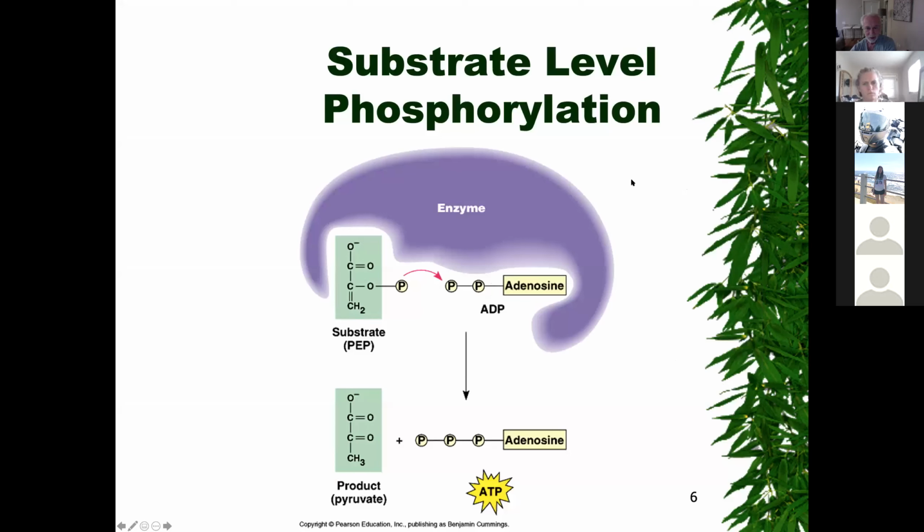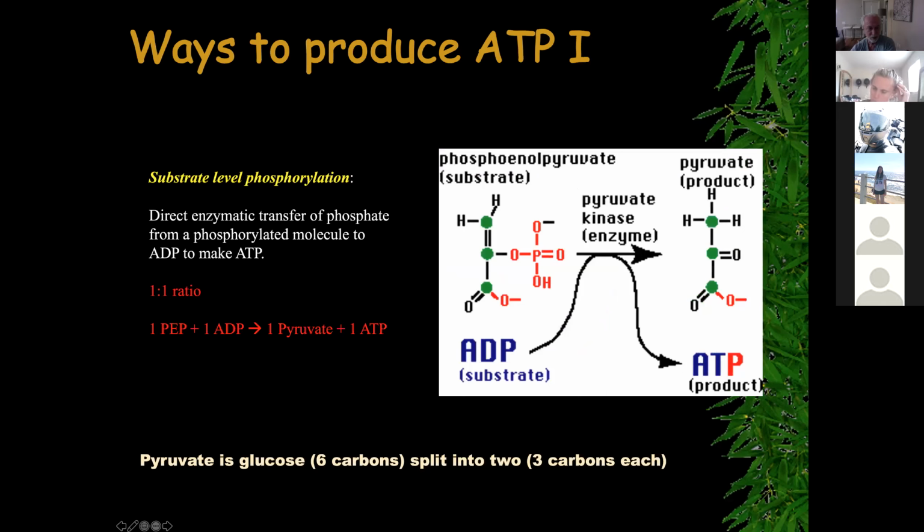And this shows you another view of how substrate level phosphorylation works. The enzyme here is that kinase. The substrate is a phosphorylated molecule. The phosphate is removed and transferred to ADP. So you get a product, pyruvate and ATP. And this is usually, as I said here, a one-to-one proposition. For every one molecule of PEP, you get one molecule of ATP.